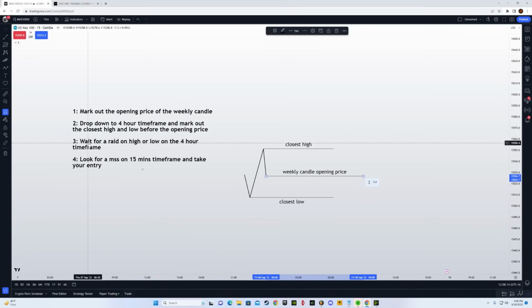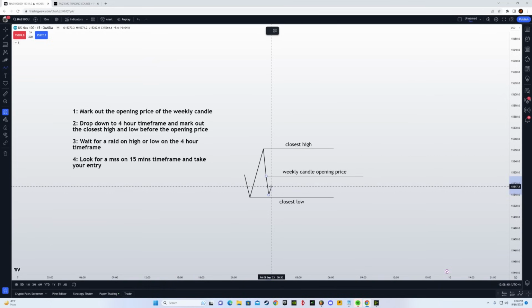Now, rule number 3 is we wait for a raid on a high or low on the 4-hour time frame. So now when you have the weekly candle opening price marked out, we have the closest high and the closest low. We are simply looking for price to either take out the high or the low. Very simple. So let's say in this scenario, price takes out the low here.